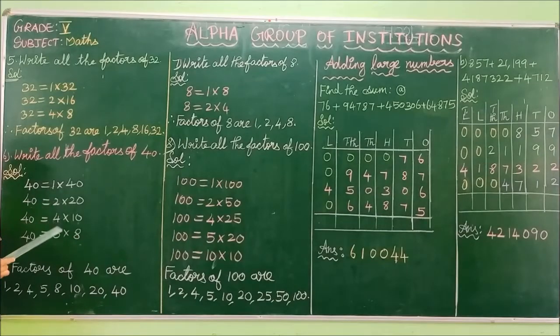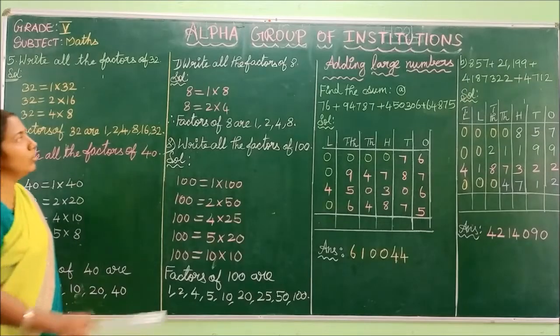1, 2, 4, 5, 8, 10, 20, 40. So totally how many factors? 1, 2, 3, 4, 5, 6, 7, 8 factors. So 40 has 8 factors. That is, you can divide 40 by these 8 numbers without remainder. Next we are going to see the next sum.